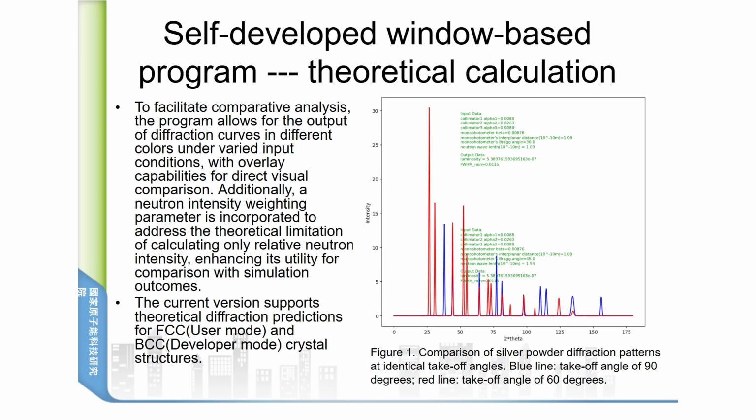To facilitate comparative analysis, the program allows for the output of diffraction curves in different colors under varied input conditions, with overlay capabilities for direct visual comparison. Additionally, a neutron intensity weighting parameter is incorporated to address the theoretical limitation of calculating only relative neutron intensity, enhancing its utility for comparison with simulation outcomes. The current version supports theoretical diffraction predictions for FCC, user mode, and BCC, developer mode crystal structures.